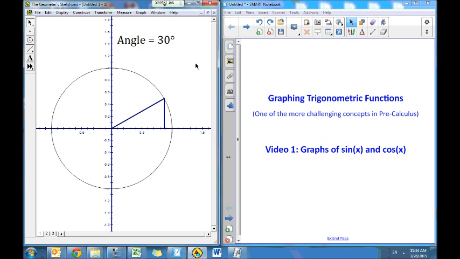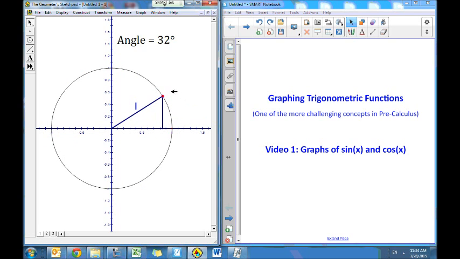In this first video, I will talk about how to graph sine of x and cosine of x. Before we get into graphing it, looking at these graphs, I want to first review the fact that we're working with the unit circle. The unit circle is a circle where the radius is 1. So as I rotate this point around, the radius will always be 1.